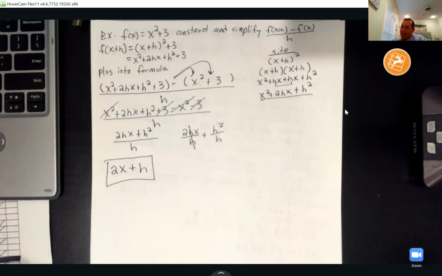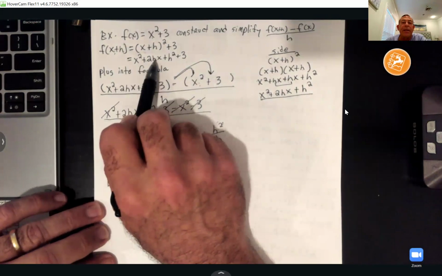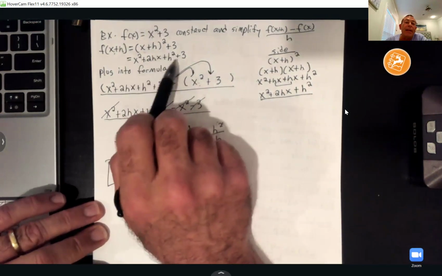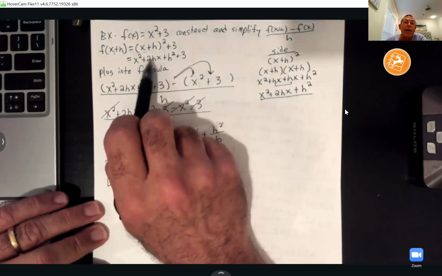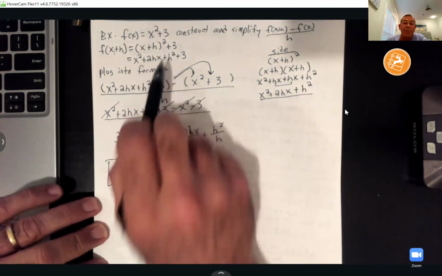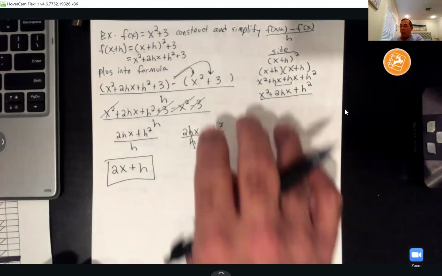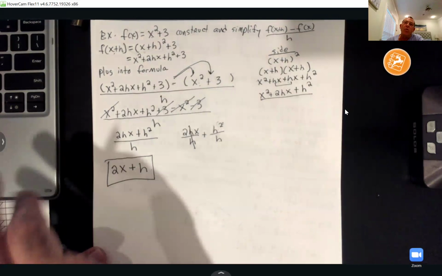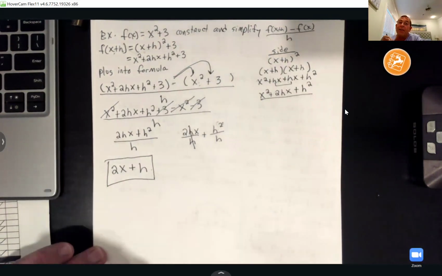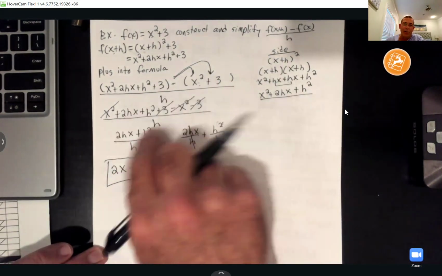So they're not too bad if you get the f of x plus h. And I mean, even at that point, I could have took out 1h here and had 2x, 1h here and had my h. So I'm doing a lot of writing, but you can do them in a lot less writing if you are seeing what we're doing here, okay?